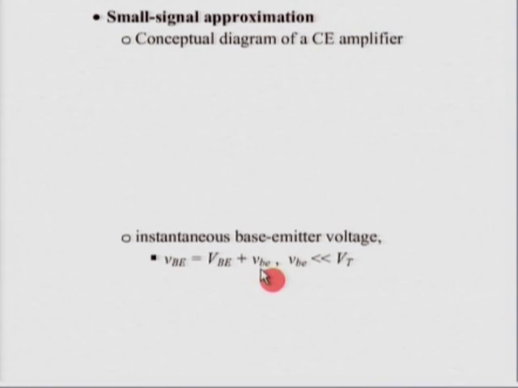Now, in the small signal approximation, what we mean is the signal which we apply, small VB, should be much smaller than VT, which is the thermal voltage, approximately 25 millivolts. So, typically we are talking about the small VB to be in the order of about 10 millivolt. If we do not have signals as small as 10 millivolt, there will be distortion.